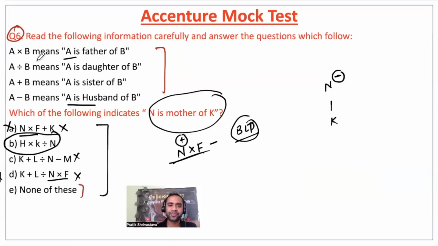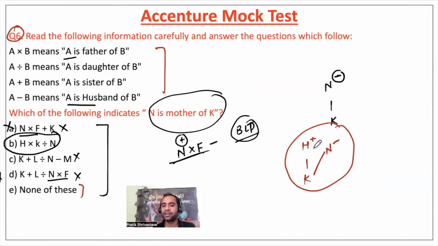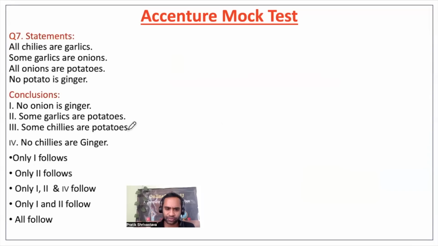H cross K means H is father of K, and K divided by N means K is daughter of N. That means K is daughter of N. So the mother of K is nothing but N, and they will be husband and wife, right? So which of the following indicates N is the mother of K? Option B. That's all, so simple.